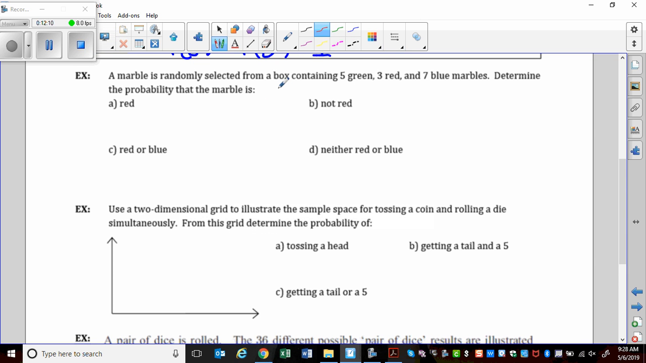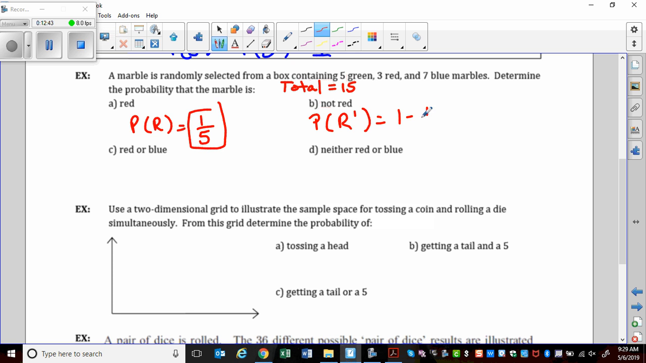This total is 15. So the probability of red is 3 over 15, or 1 over 5. The probability of not getting red would be 1 minus 1 over 5, which is equal to 4 over 5.